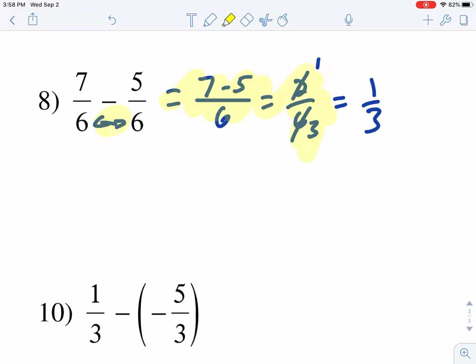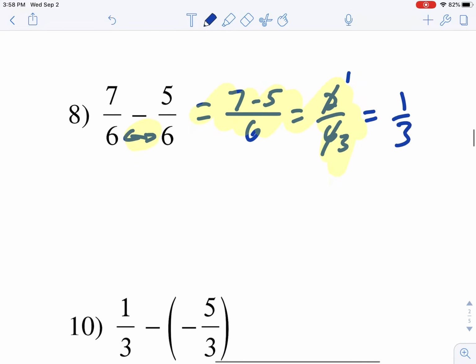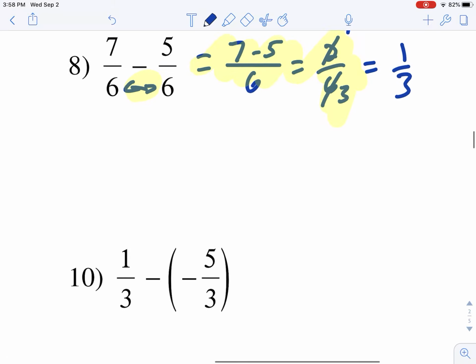So again, when it comes to showing work, you don't have to draw in every last little thing that I did. If it's super easy, I get it. You just write your answer and move on. If there's a few steps, maybe you'll write a step down.